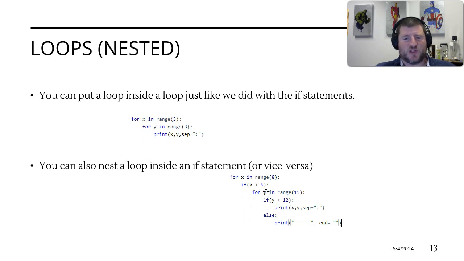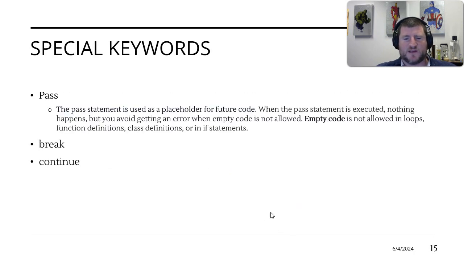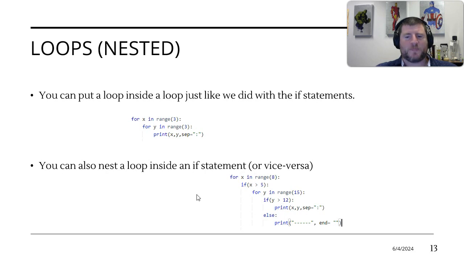So even though we have this huge loop, we're only printing if X is greater than 5 and Y is greater than 12. In the event that Y is 12 or less, then we're just printing these dashed lines. And we'll look at what that looks like in the code. But the idea is you can put an if statement under a for loop. You can put a for loop under an if statement. You could put a while loop inside of a for loop or a while loop inside of an if. All of those things, like I said, play really well together.